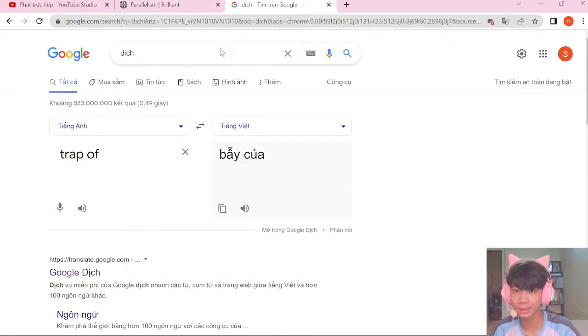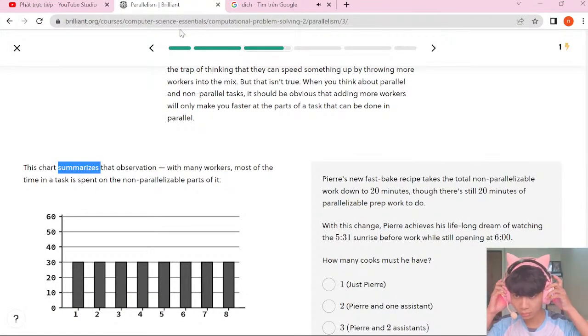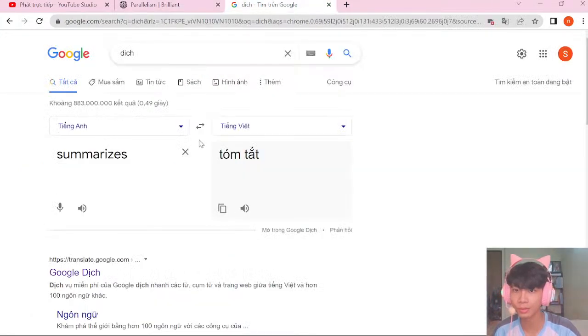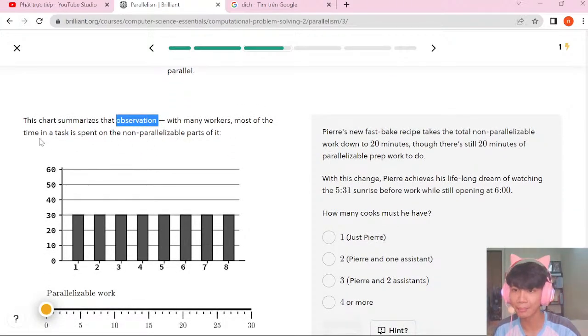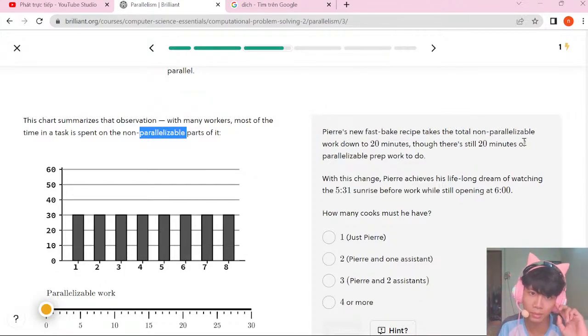This chart summarizes our observation. This chart summarizes that observation with many workers. Most of the time in the task is spent on the non-parallelizable parts of it. Pierre's new faster bake recipe cuts the total non-parallelizable work down to 20 minutes, though there's still 20 minutes of parallel prepare work to do. With this challenge, Pierre achieved his lifelong dream of watching the sunrise before the work while still open at 6. How many cooks must he have?